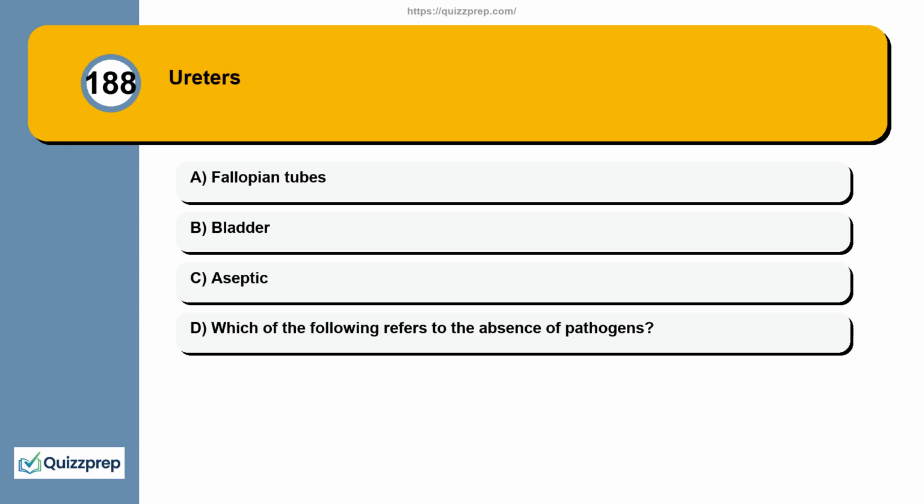Question 188. Ureters. Option A, fallopian tubes. Option B, bladder. Option C, aseptic. Option D. Which of the following refers to the absence of pathogens? The correct answer is option Nan.